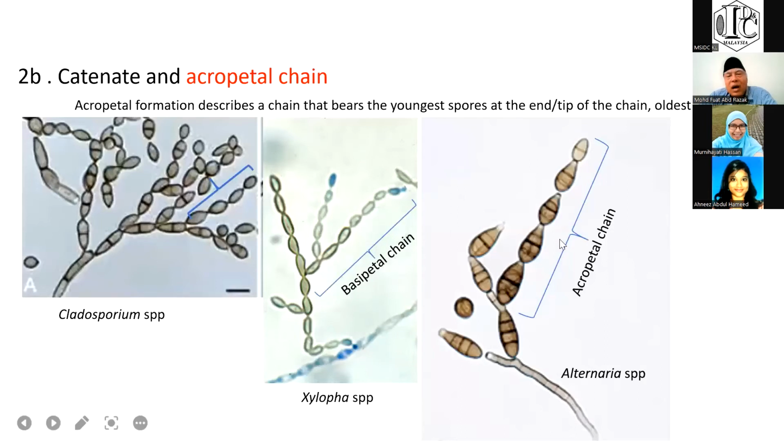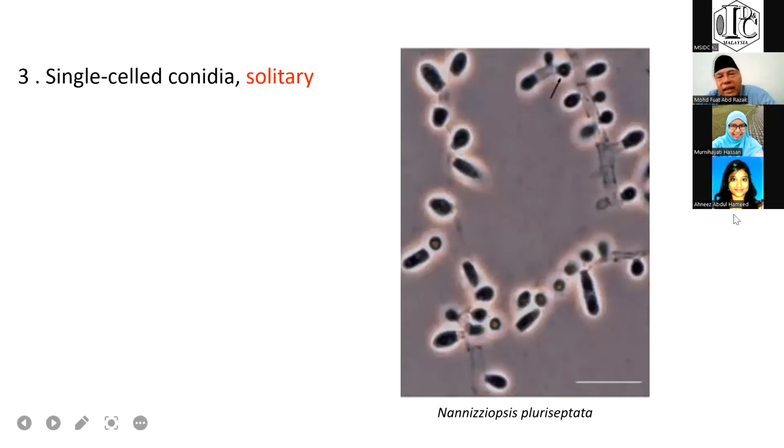These are examples of fungus with basipetal chain. Sorry, this is another chain. Here we have a catenate, but acropetal chain. If you look at this chain of conidia, the conidia at the base, at the beginning of the chain, is bigger, which means older. This is the youngest conidia in the chain. So this is different from the basipetal chain. This is called an acropetal chain, which can be seen in Alternaria. This one should be an acropetal chain as well, and also in Cladosporium. Okay, we finish with conidia in chain.